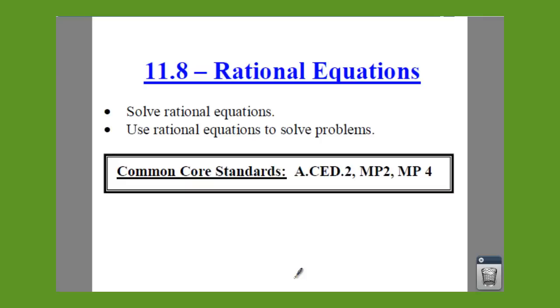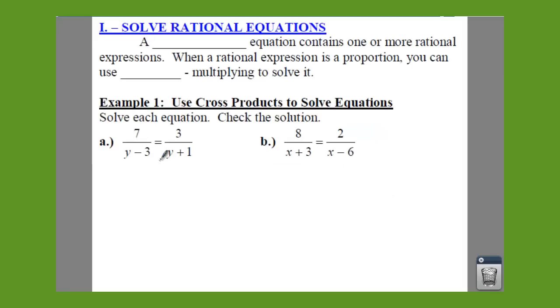Hey there, welcome to 11.8 rational equations. What we're going to be doing here is solving some rational equations. You've already done this before, where we have actually solved proportions. And if you remember, proportions are where you have two fractions, one on each side of an equal sign, and then we can set them equal to each other.